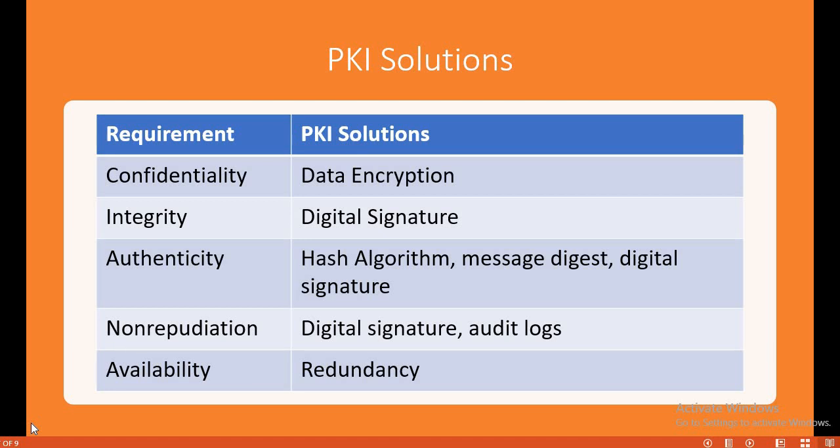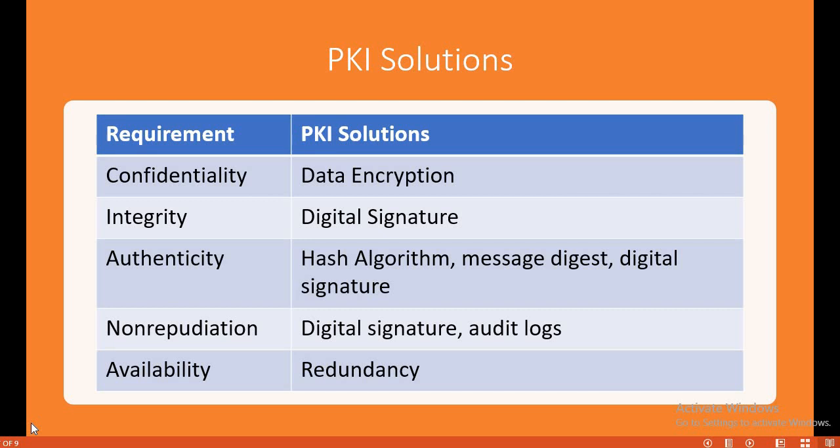The last one is availability. That means ensuring that in any situation the availability of the solution remains the same. This is achieved by redundancy. When we deploy the PKI infrastructure, there comes the CA. The CA means the certificate authority server. The certificate authority servers are those servers which issue certificates to users, computers and applications.